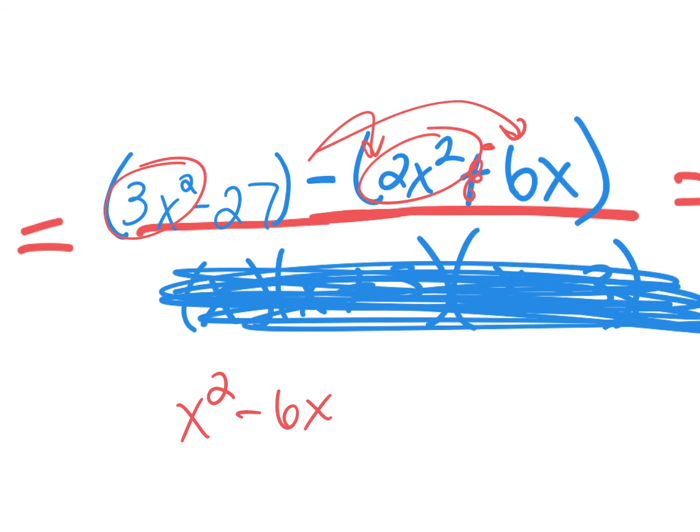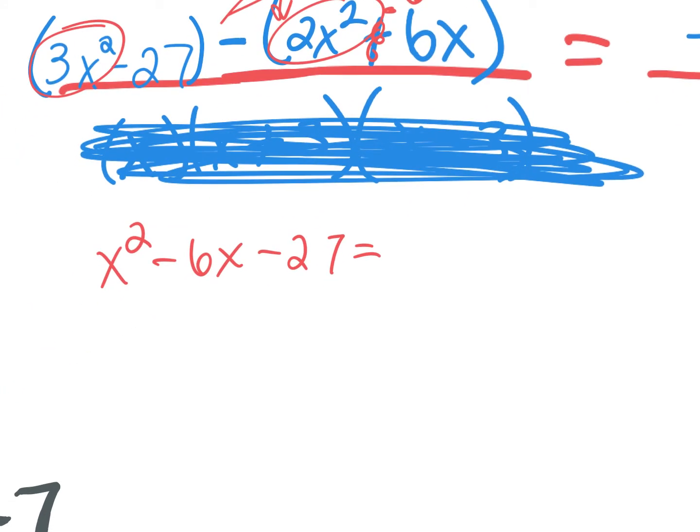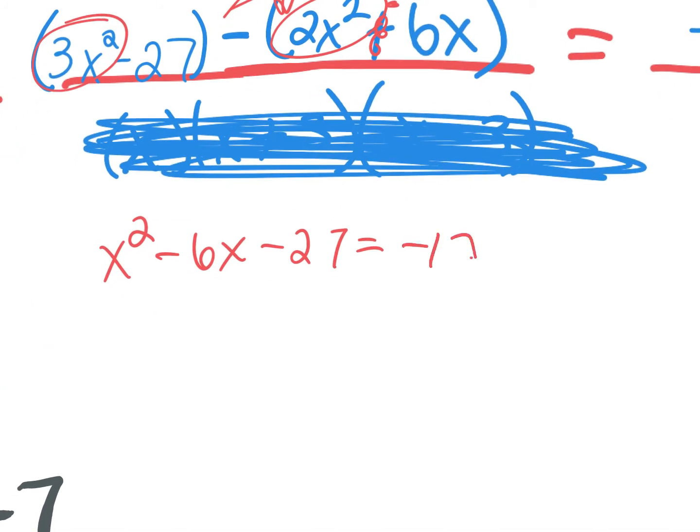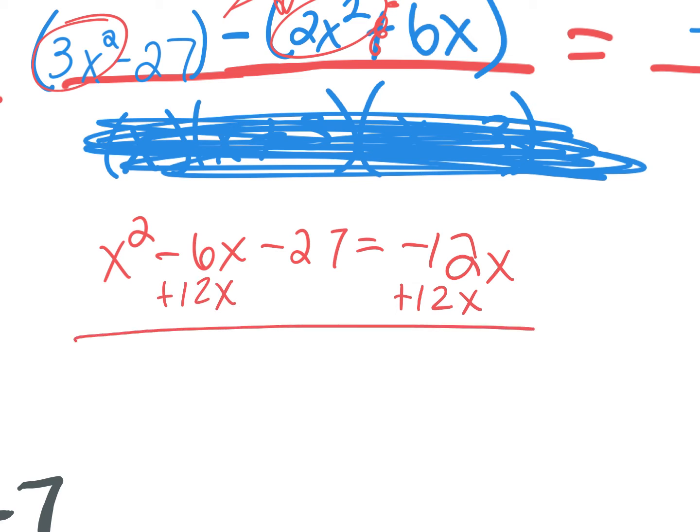Then what? Minus 6x minus 27 equals negative 12x. If I'm going to solve this equation, everything needs to be set equal to 0. So I'm just going to add the 12x to the other side. Do you guys see that I'm adding the like terms? Keep my x's together. So I'm left with x squared. What's a negative 6x and a positive 12x? Plus 6x, good. And then minus 27 equals 0.